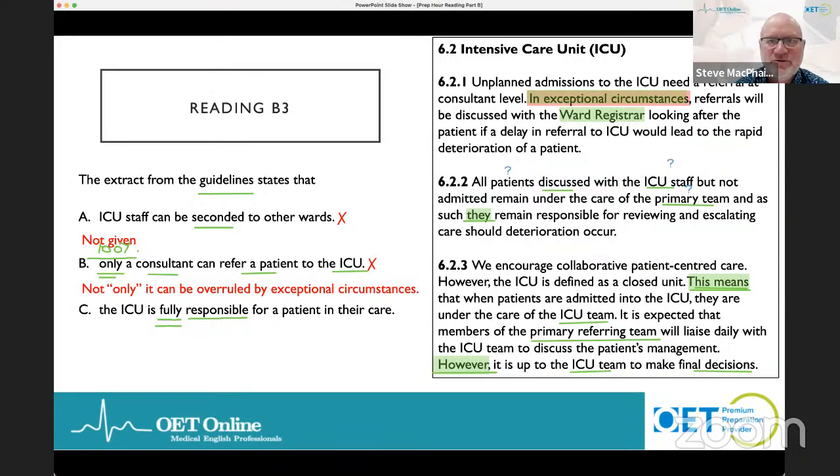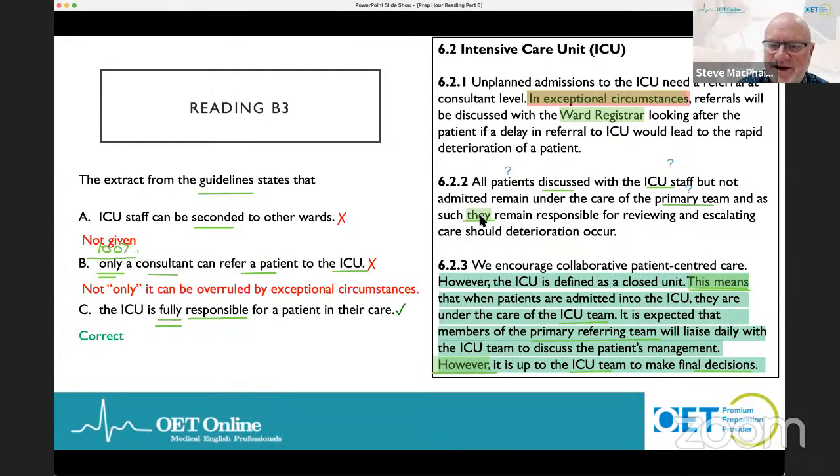All right. Notice what I do, everyone. If I remove that word "only", it's correct. So it's often the case in OET or any MCQ that one word makes it wrong. So the answer, everyone, is that the ICU is fully responsible. Yes, that matches C. And a lot of people are saying that's the answer. Well done. ICU is fully responsible. It says it is up to the ICU to make final decisions on the patient, and they are under the care of the ICU team. That's what it is.